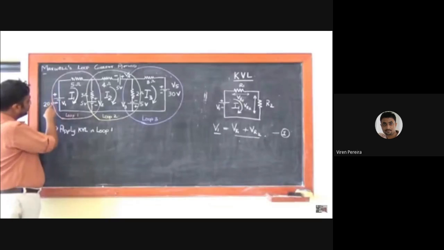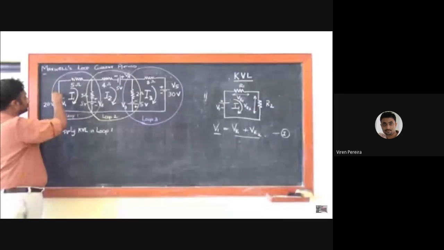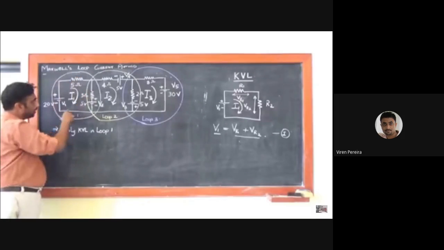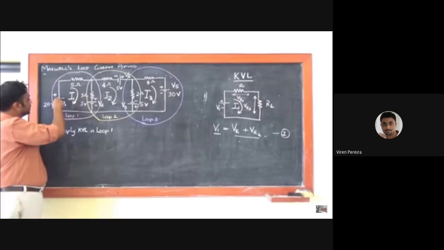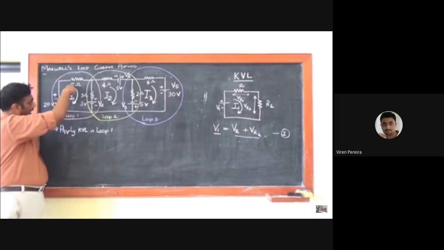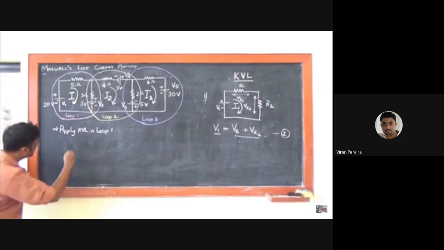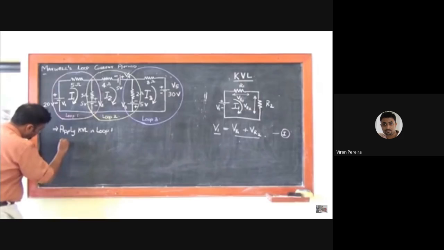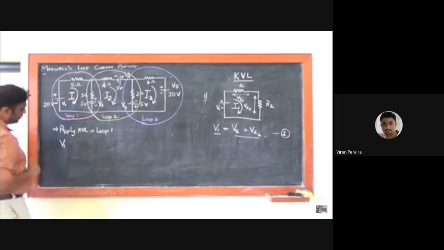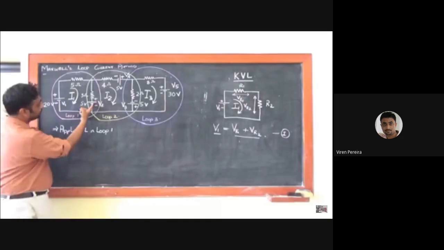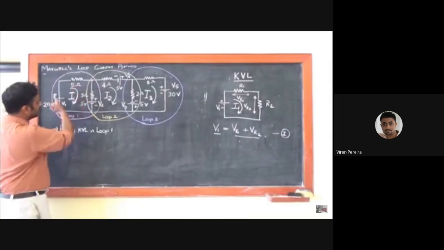V1 is positive and here it is negative. So current flows from positive to negative. So my V1 direction is flowing clockwise, positive to negative. So it is following the same direction as I1. I1 is also flowing clockwise, and V1 is also flowing clockwise. So V1 will be a positive voltage. So if V1 is a positive voltage, we have V1 here. Then what about V2? V2 is flowing anti-clockwise. Why? Positive to negative.